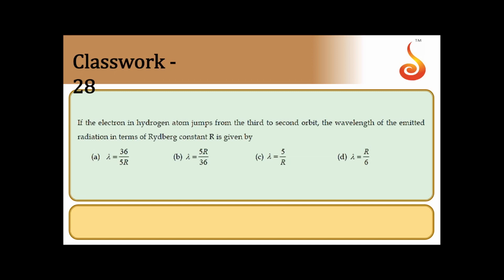Okay, we shall move on to next one. If the electron in hydrogen atom jumps from third to second orbit, the wavelength of emitted radiation in terms of Rydberg constant is. So transition is from third to second orbit. So we know that 1 by lambda is equal to R into 1 by n1 square minus 1 by n2 square.